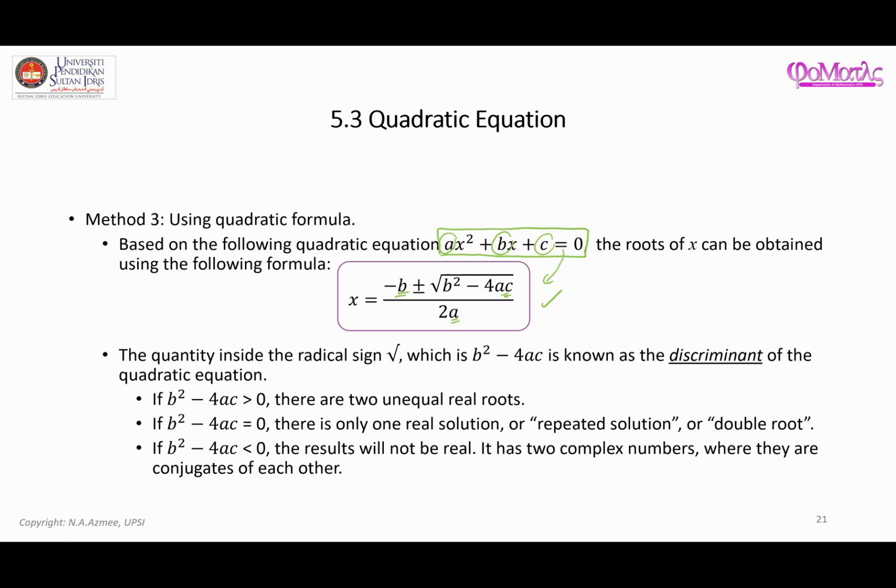So the quantity inside the radical sign, b squared minus 4ac, is known as the discriminant of the quadratic equation. Now, if the value of b squared minus 4ac is greater than 0, there are two unequal real roots. If that is equal to 0, there is only one real solution, or repeated solution, or double root. It's the same solution. And if it is less than 0, then the results will not be real. So it has two complex numbers that are conjugates of each other.